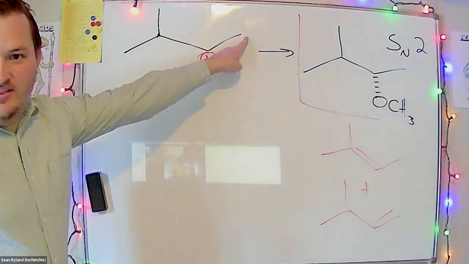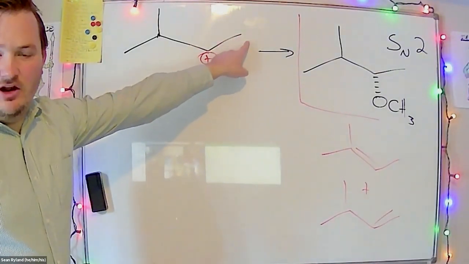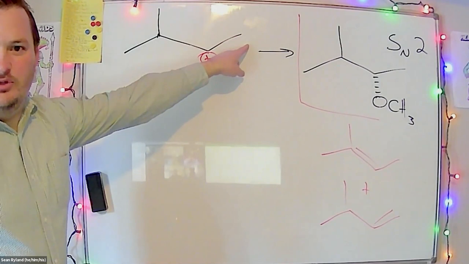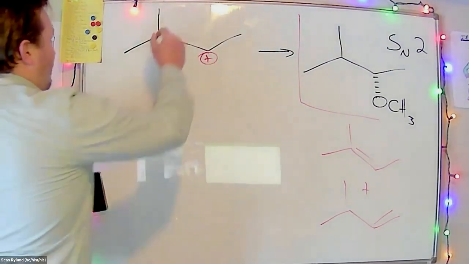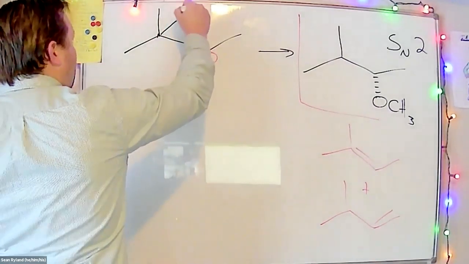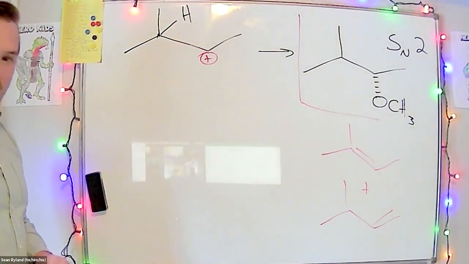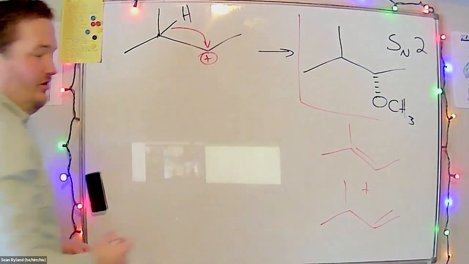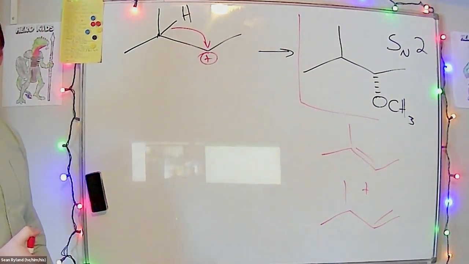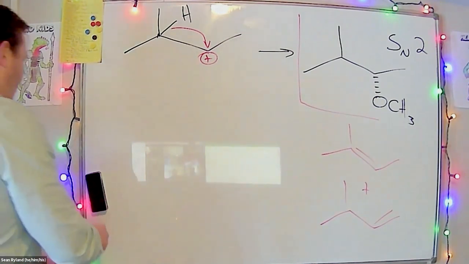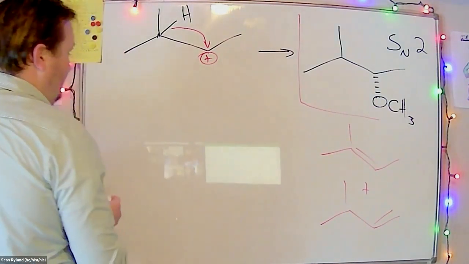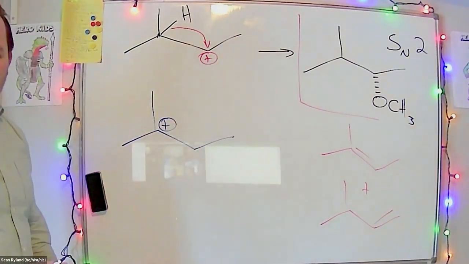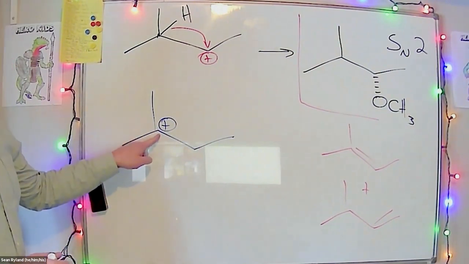So we don't care about this beta carbon, because if we moved a proton from over here, we'd be making a primary carbocation, which would be less stable. But we do have a hydrogen on the other beta carbon. And if those electrons move over, they're going to drag the hydrogen with them. And so our real intermediate winds up looking like that. The positive charge is on the tertiary carbon on the left now.